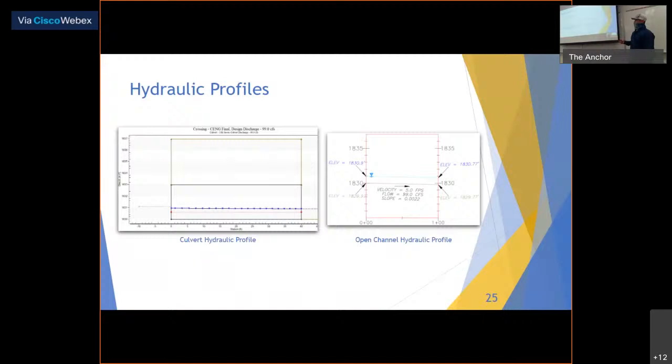For both options, here are our hydraulic profiles. I'll be happy to answer any questions you have on these, and I'll go ahead and hand it off to the structural team with Damon.